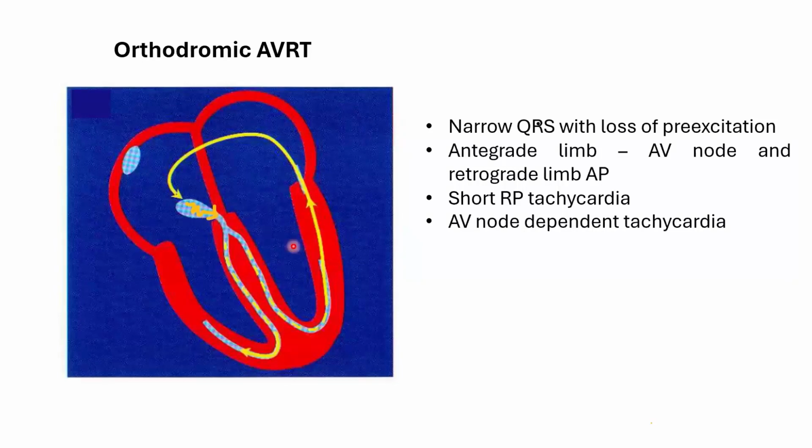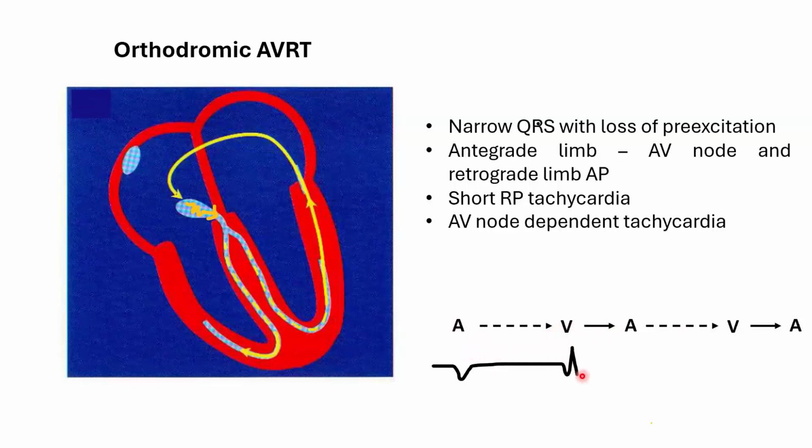It's a short RP tachycardia because from A to V it goes via the AV node, which is slow conducting. From V to A it goes via the pathway, which usually is a fast conducting pathway. And again from A to V it goes via the slow AV node, V to A via the pathway. So you can see that A to V takes a longer time, while V to A takes a short time. Since the VA interval is shorter than the AV interval, it's a short RP tachycardia.